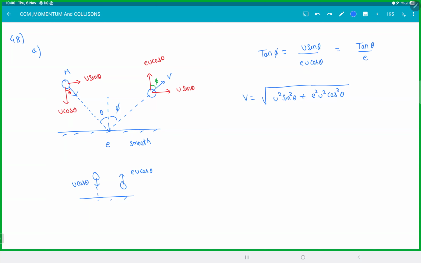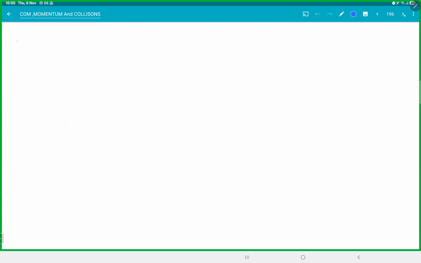Let's see. Listen carefully. So before collision, speed u, this is theta. So this is u cos theta, this is u sin theta.